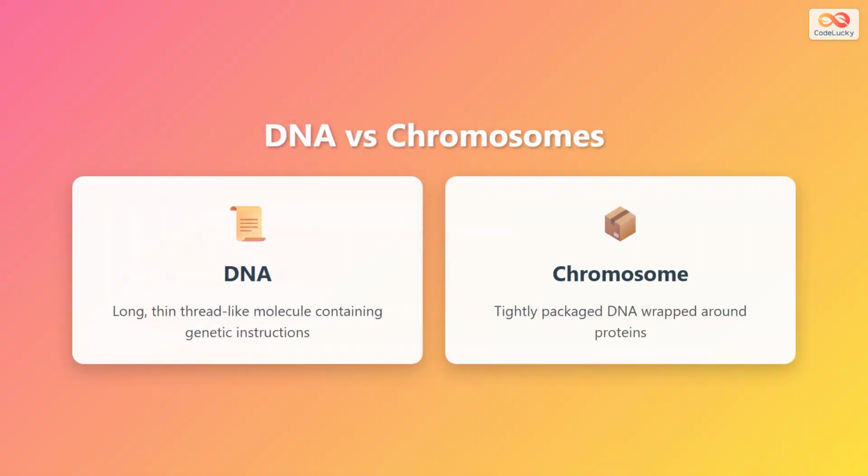It's important to understand the difference between DNA and chromosomes. DNA is a long, thin, thread-like molecule that contains all our genetic instructions. A chromosome, on the other hand, is tightly packaged DNA that has been wrapped around special proteins. So chromosomes are essentially DNA in its most organized and compact form, like taking a long piece of string and winding it into a neat, tight ball.